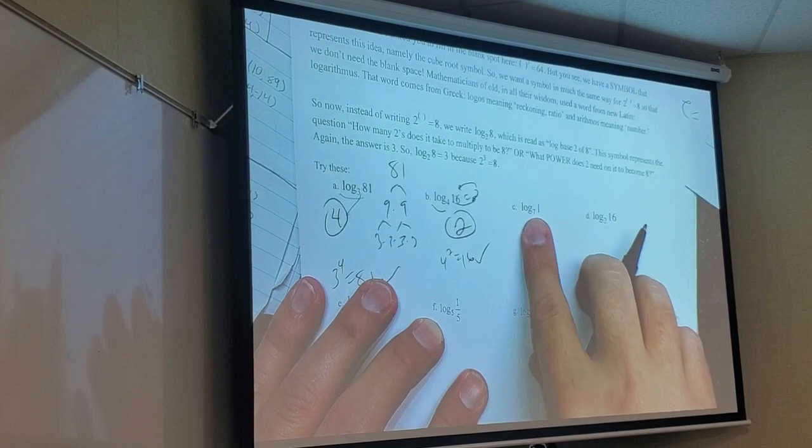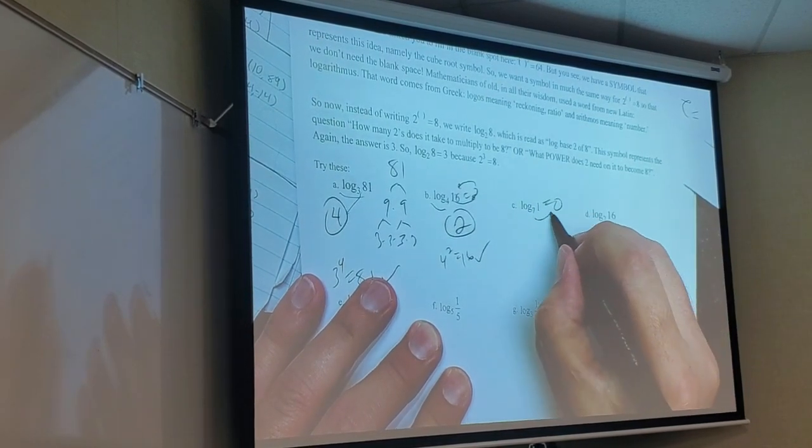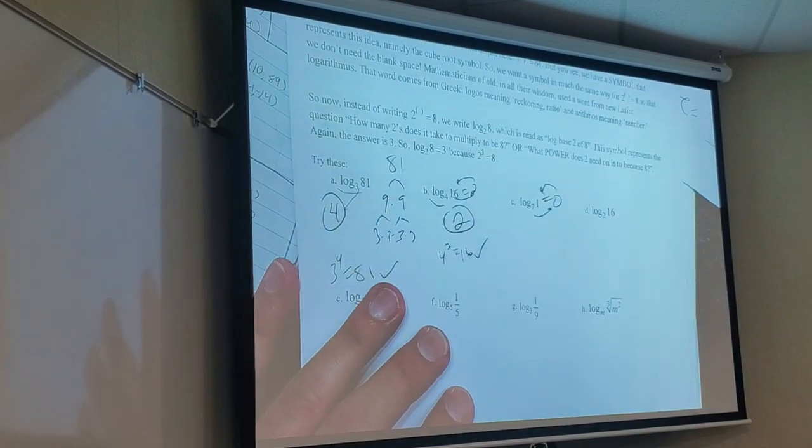This one should be easy. Log base almost anything of 1 is 0, because anything to the 0 power is 1.